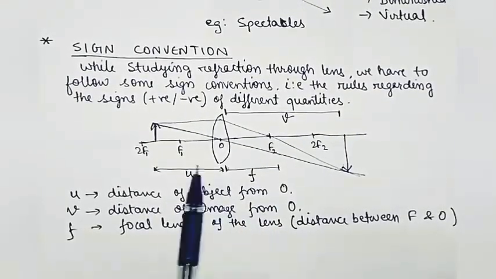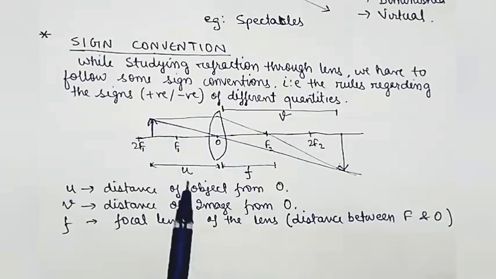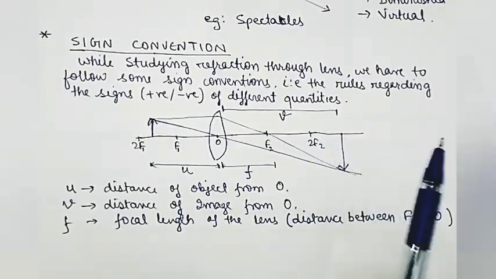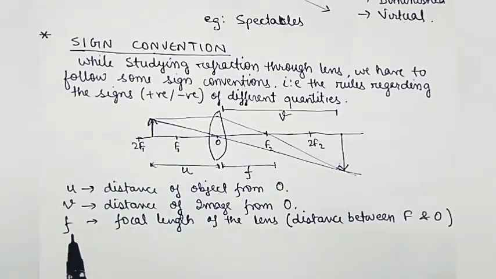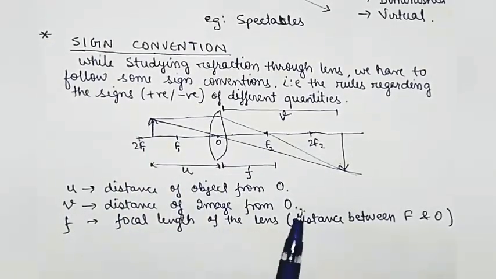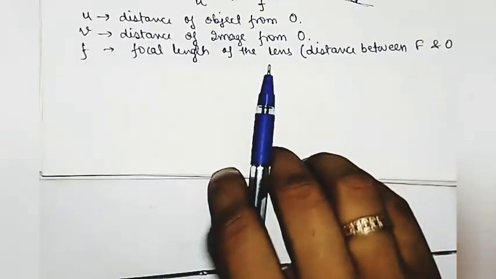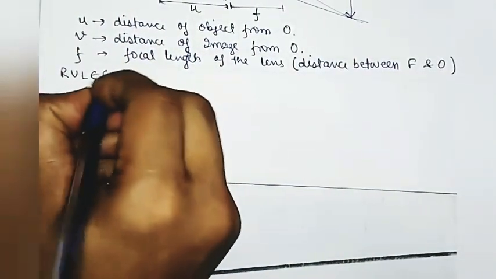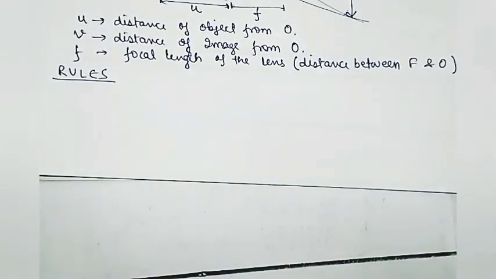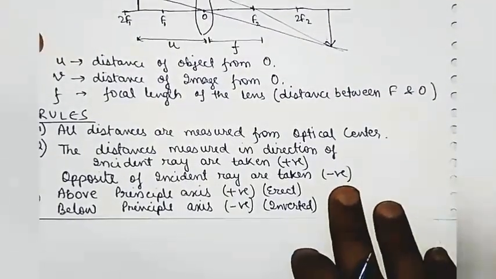While doing these calculations, we have to follow some rules. What these u, v and f are, these are the different quantities. And what are the rules? Let us see the rules. There are three rules that we have to follow. So what are the three rules? Let us write that one. There are certain rules to follow.